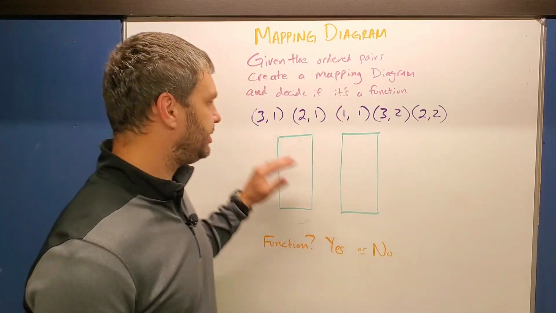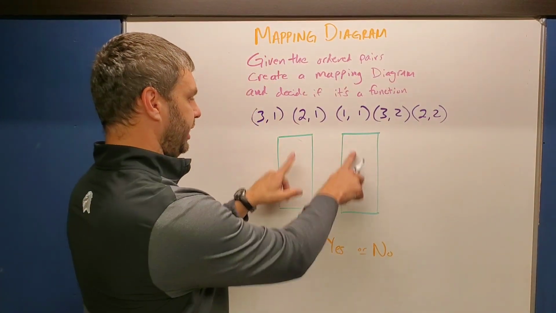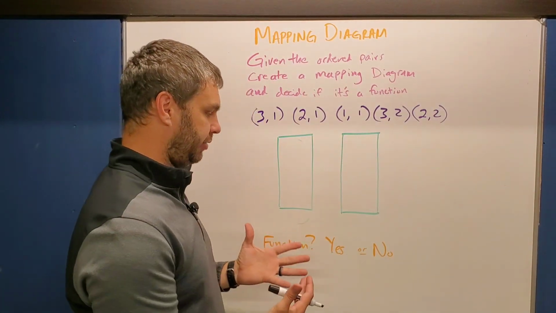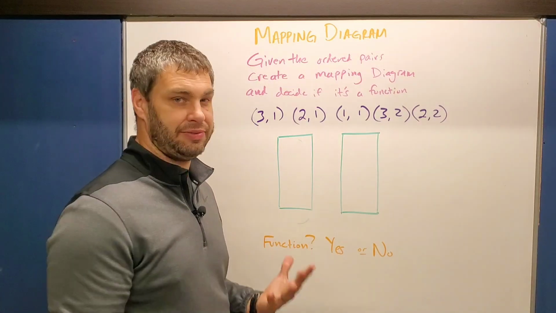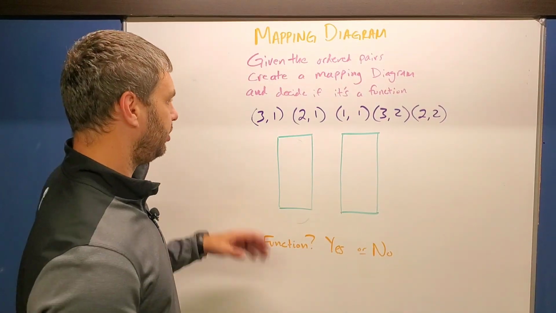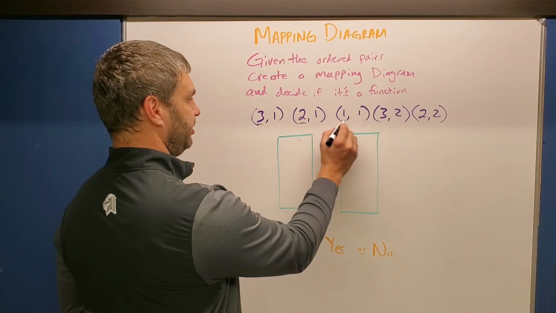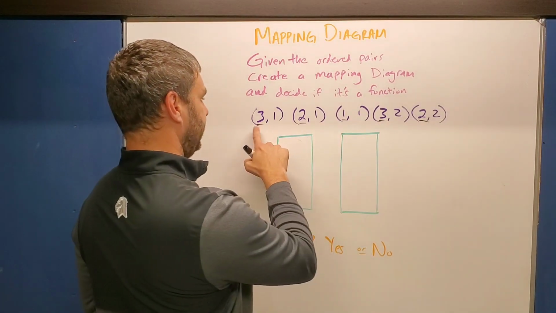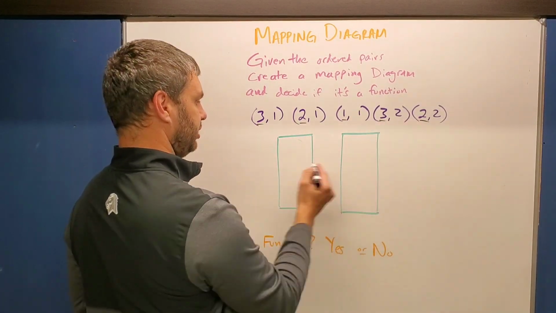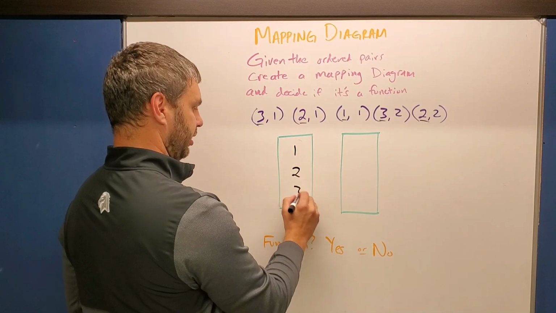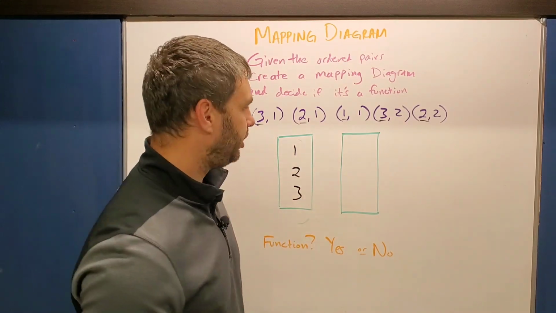This question says, given these 5 ordered pairs, we need to create a mapping diagram and then decide, is this a function or not? The easiest way to do this with mapping diagrams is to look at all the x values, and I'll underline them. It looks like I have a 3, 2, 1, 3, 2. So I'm just going to put this in order as 1, 2, and 3. There's going to be a couple that repeat there.